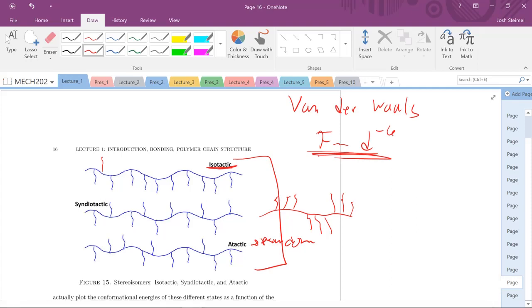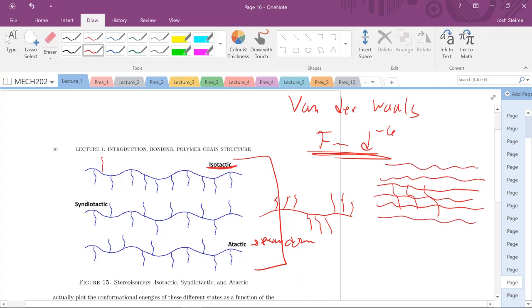Which of these three isomers can pack the most efficiently? It's isotactic, right? Because all the pendant groups are on one side. So I could stack them, basically coming out of my board or out of the window, like this coming out. I could stack them like that going in. I could stack them on top of each other. They pack really, really efficiently. This is going to lead to, again, larger Tm, larger stiffness, et cetera.